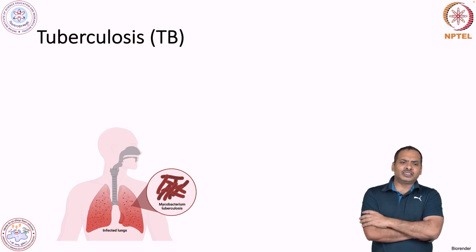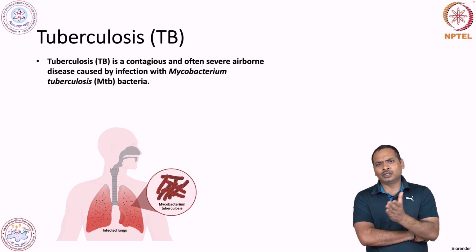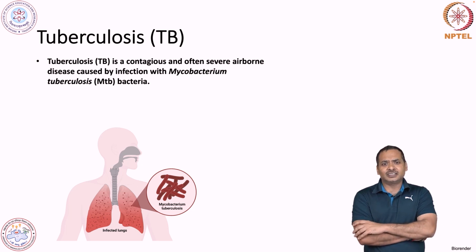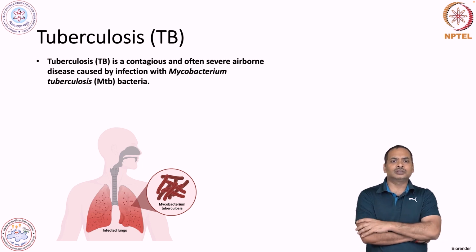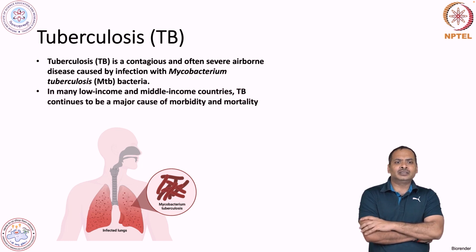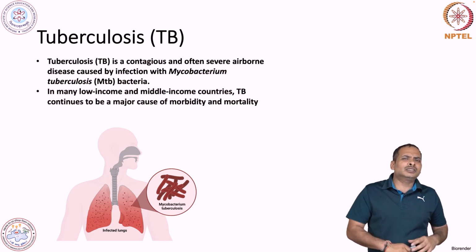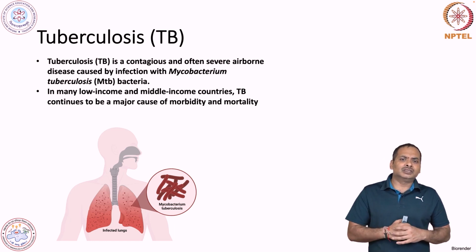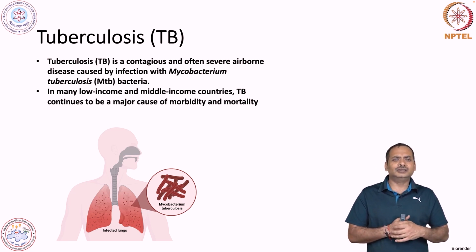So how this infection is basically taking place. Tuberculosis, we also denote it as TB. Tuberculosis is contagious, and it is often transported from one individual to another through airborne droplet infection. It is a little dominant in low income or middle income countries. The number of cases is quite a lot in these countries.